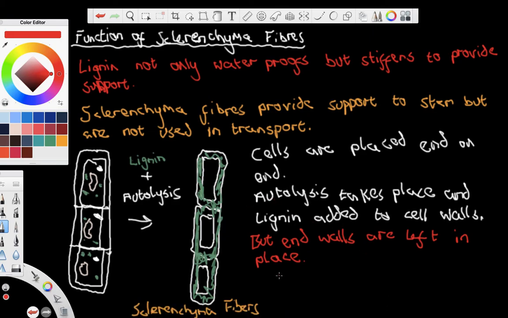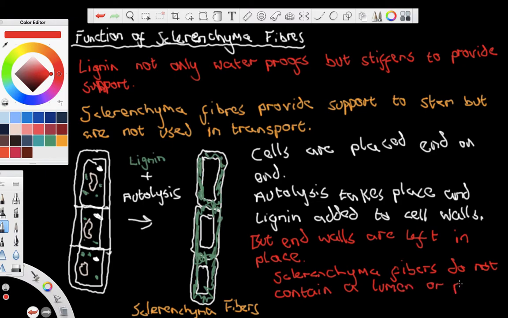So we can just put that sclerenchyma fibres do not contain a lumen or pits. That's because they're not involved in transport, they are only involved in support. Okay? Right then, that's the sclerenchyma fibres. So, lignin is used for support. Sclerenchyma fibres provide support to the stem but are not used in transport.